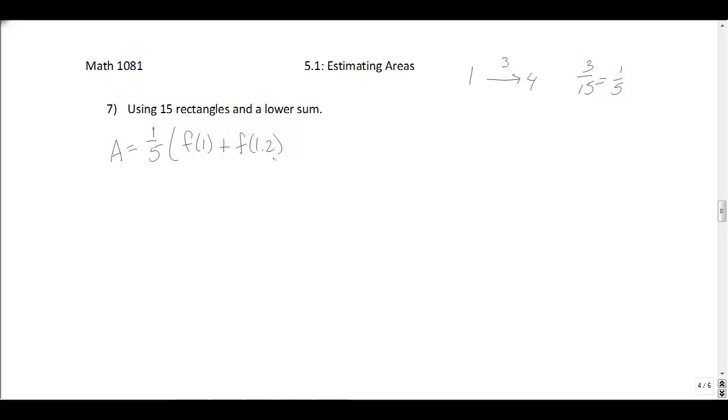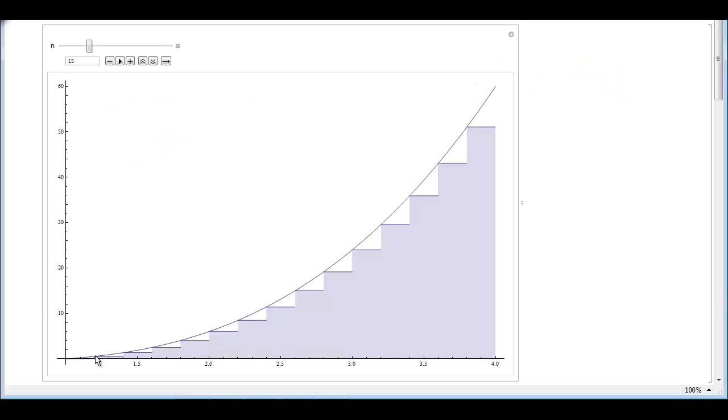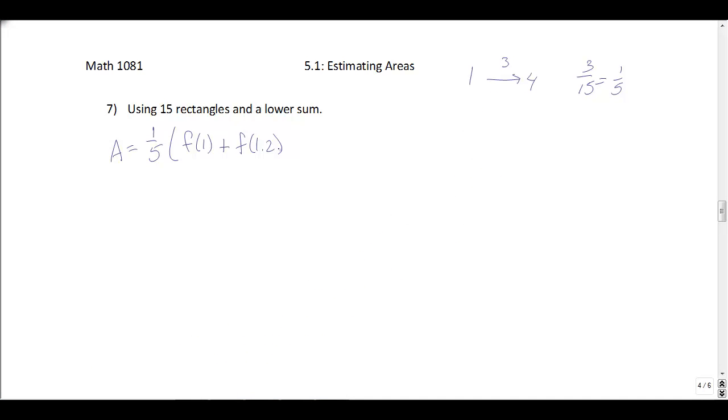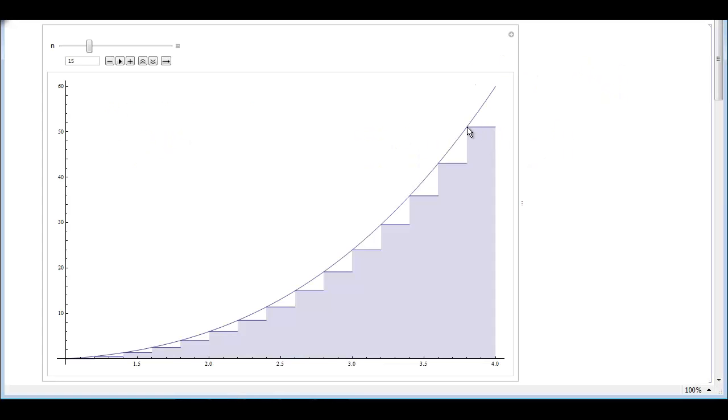Next rectangle will be f of 1.2. You can look at the picture. Here's f of 1. Next one's at 1.4. Next one we're going to do 1.6, 1.8, 2, and so on. So f of 1.2 plus f of 1.4 plus f of 1.6 plus blah, blah, blah. We're going to do 15 of these, and the last one is going to end up being f of 3.8. So we go up to 4 here, but we don't hit 4. That last one has a right endpoint of 4. The lower endpoint is going to be 3.8, or 0.2 less than that.